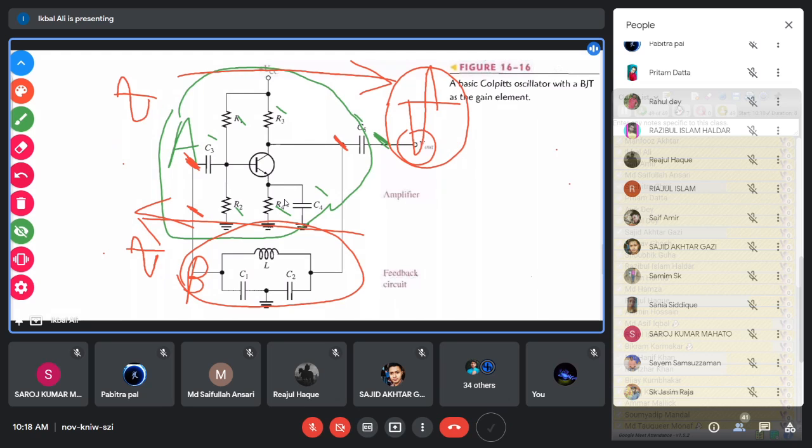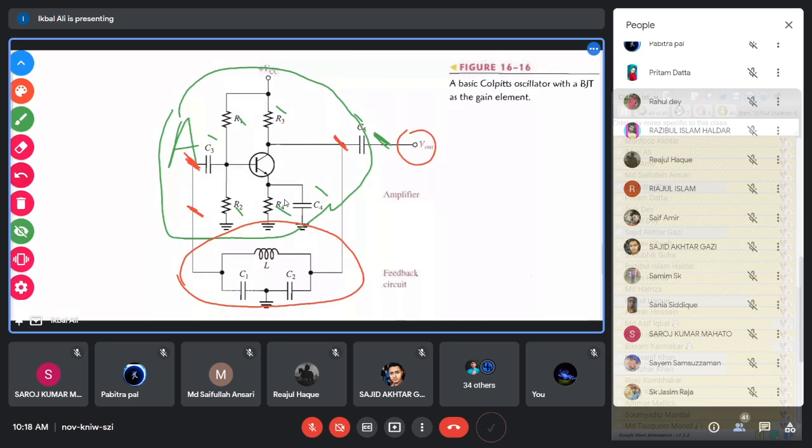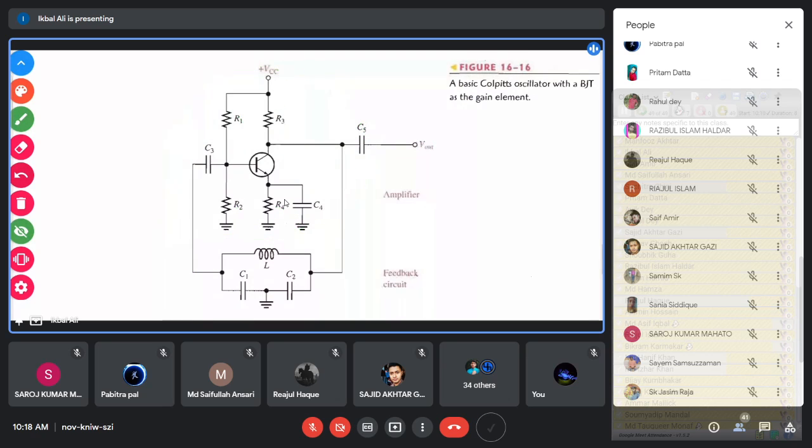And also we have seen how the output voltage and the feedback voltage are generated.